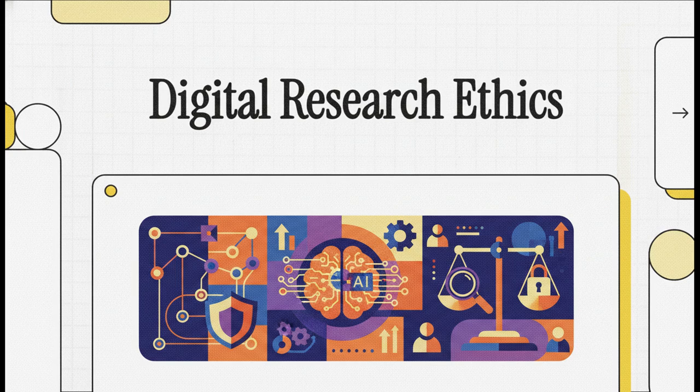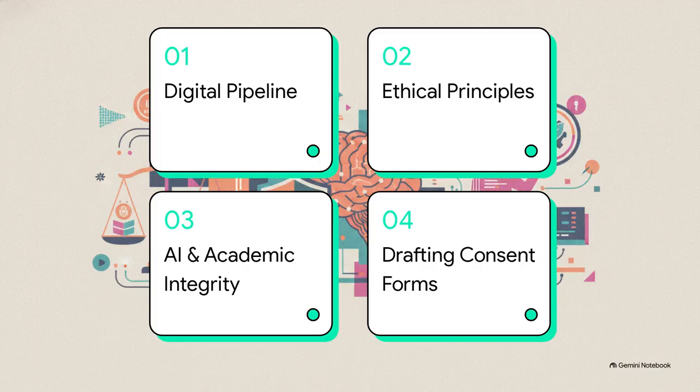Because honestly, when you truly understand the digital landscape, you don't just protect your participants, you dramatically elevate the credibility of your entire project. Okay, let's dive into this roadmap. First up, the hidden digital pipeline. Second, 3 core ethical principles. Third, AI and academic integrity. And finally, drafting your consent form.